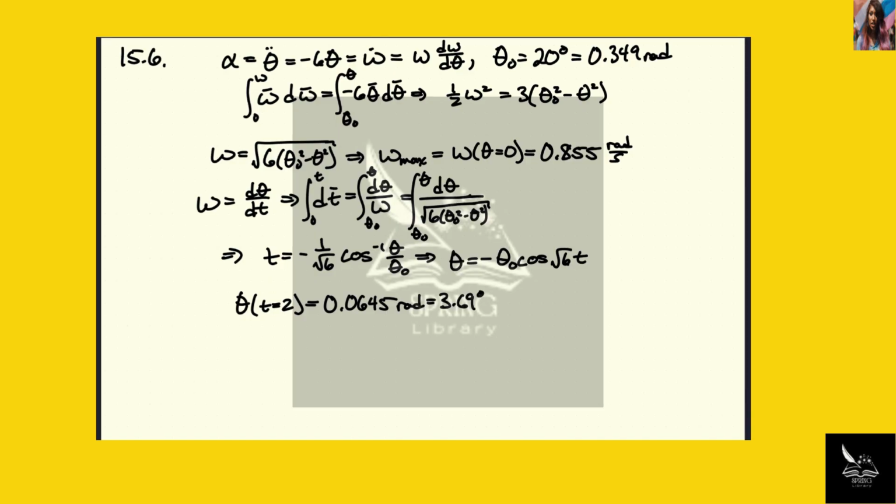Now they ask for theta at t equals 2, so we can simply plug in t equals 2. We know theta naught, and that winds up being 0.0645 radians, or 3.69 degrees.